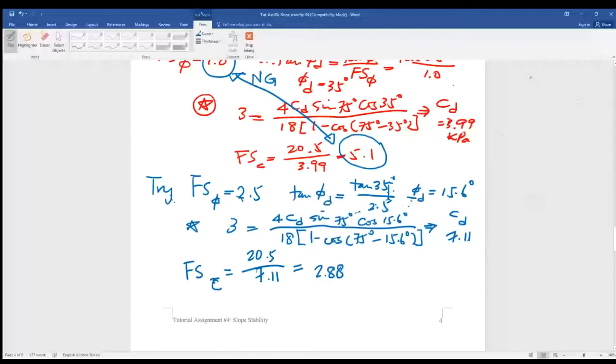Now take a look. You got the safety factor 2.88 against 2.5. It's much closer, right? So I'm not going to do the third trial. Now you should try your best between 2.5 and 2.88. Now the answer will be around 2.7 something, okay?